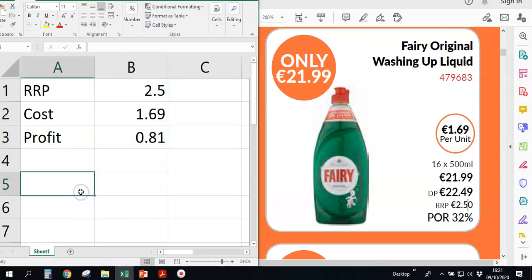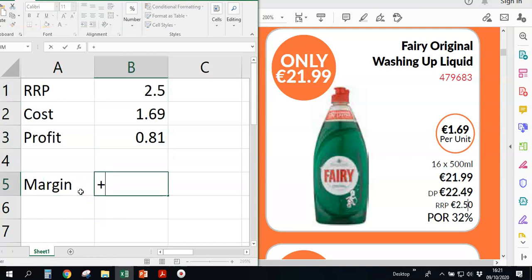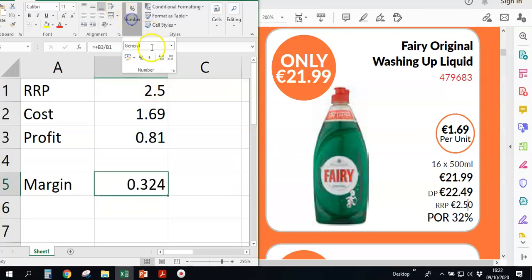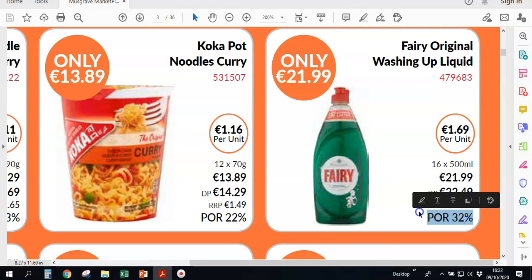So that means here my margin is going to be 81 cent divided by the recommended retail price, which is what the end consumer is paying, i.e. what your corner shop is selling it out at, and that will get me my 32%. That's where they call it POR. It's known in the industry as price or profit on return, otherwise known as margin. But that's what they're looking at. They're saying if you buy it at that, you can earn a margin of 32%.